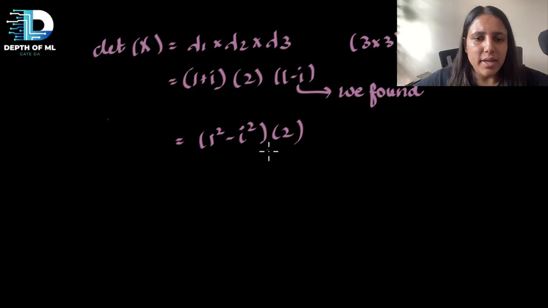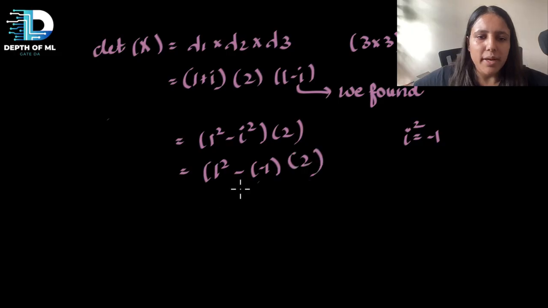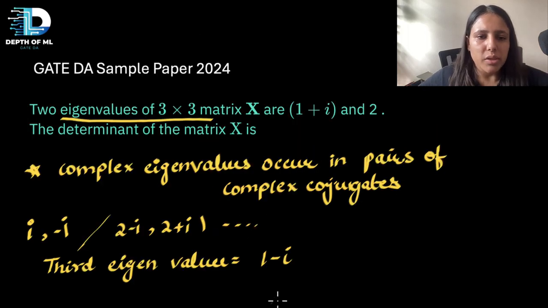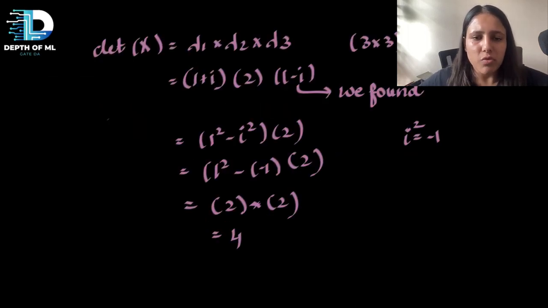So 1 square minus i square into 2. 1 square minus i square is equal to 1 minus minus 1, and i square is minus 1. So this is 2 into 2. So the answer is 4. Okay. So the answer for this particular question is 4, right?